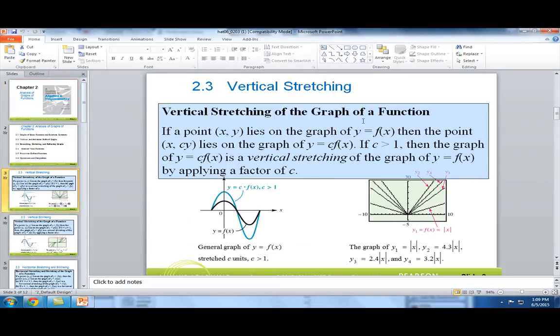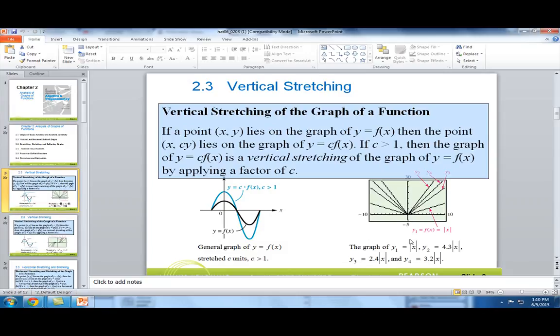And it says that the vertical stretching of a graph, if a point x comma y lies on the graph of y is equal to f of x, and f of x would be your originating function, such as a linear function, a quadratic function, an absolute value function, or anything of the like. Notice in this example they're giving us f of x is equal to the absolute value function. And it says that the graph of y is equal to c times your originating function. If c is greater than 1, then you have the graph of a vertical stretch.